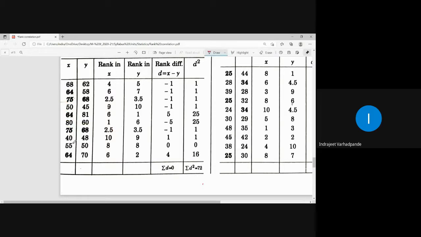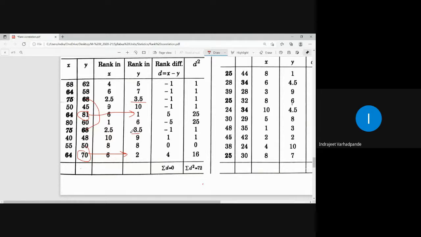Now look at the column for Y. Which is the highest number? 81. It will be assigned rank as 1. Next highest number is 70. It will be assigned rank as 2. After that, the next highest number is 68. But 68 will take the positions 3 and 4. 3 plus 4 divided by 2. 7 divided by 2 is 3.5 and 3.5. So numbering up to 4 is over.